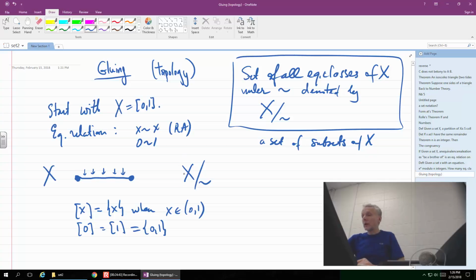But now what if, based on this information, I try to visualize the equivalence classes, each of which would be considered a point? What do I do? I simply glue 0 to 1 to make that equivalence class into one point. So make this into a single point. So if you want a metaphor for that, that's a gluing.